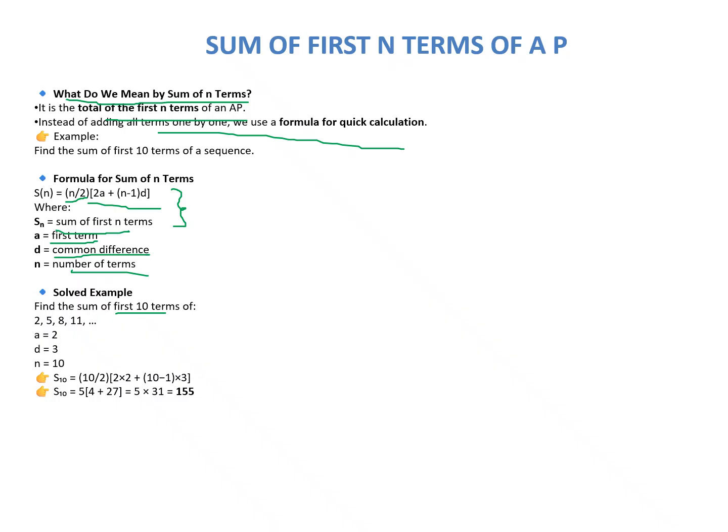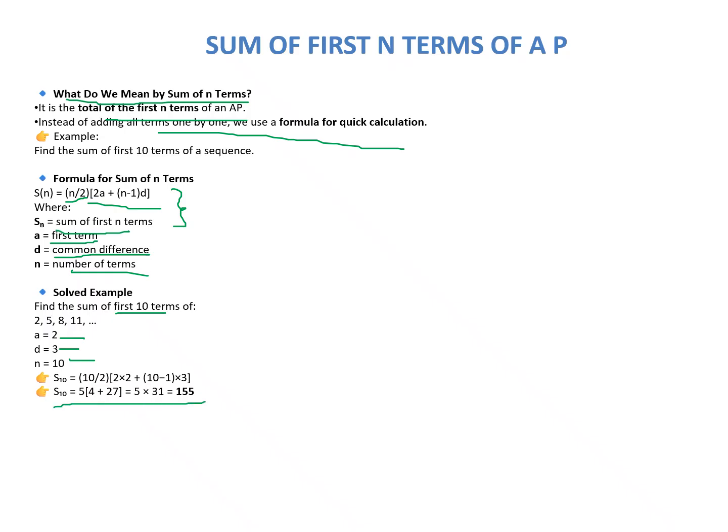So in this series, we have a equal to 2, which is the first term. We have d equal to 3, which is the difference between consecutive terms. We have n equal to 10, which is given, for which we have to find the sum. So we'll apply the formula. Sum of 10 terms is 10 by 2, which is n by 2, into 2a, which is 2 multiplied by 2, plus 10 minus 1, which is n minus 1, into d, the common difference. When we solve this, we get the sum as 150.